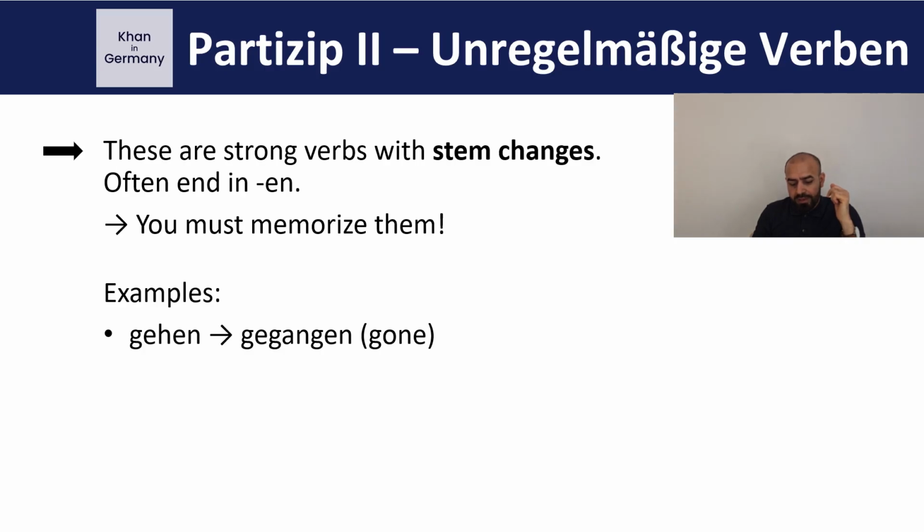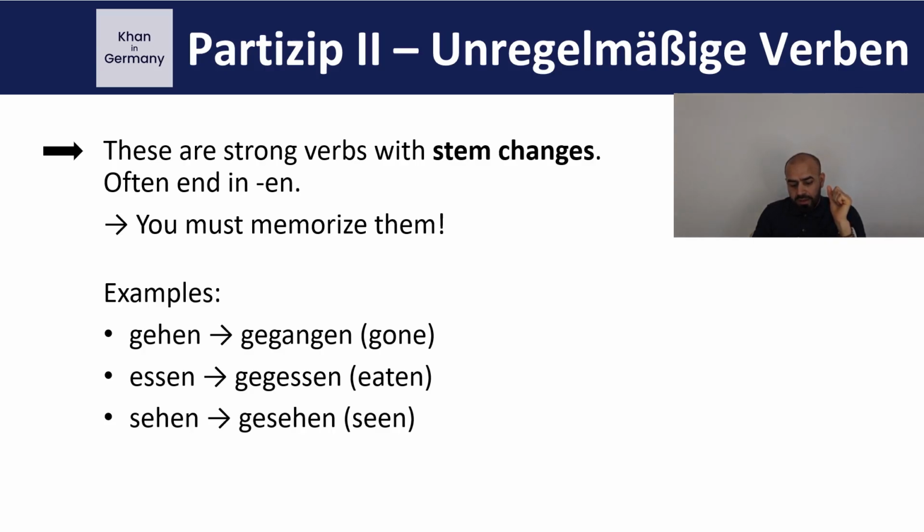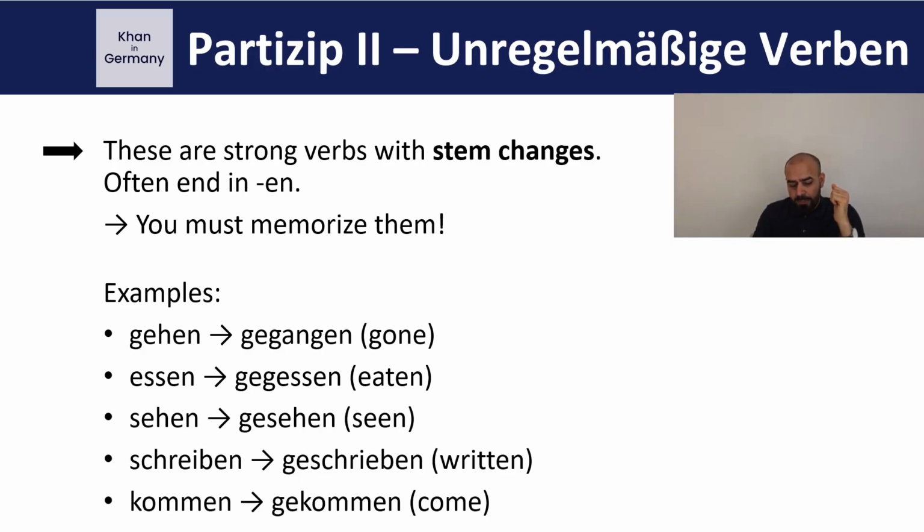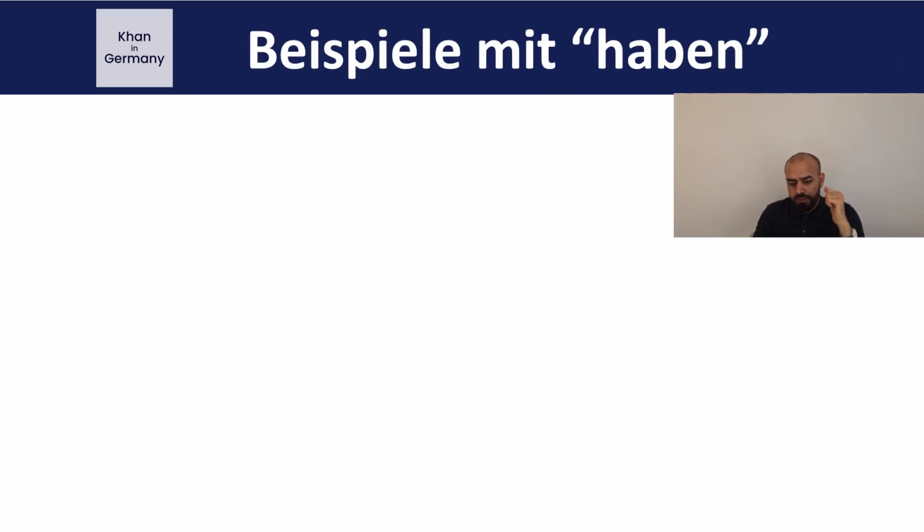So you see gehen, geh is the stem of this verb, G-E-H, and that is changed. Then you have essen, gegessen. Another one is sehen, gesehen. Schreiben, geschrieben. Kommen, gekommen. Again, the verb stem stays the same, but you have to watch out. At the end, it's en, so it is still irregular by nature. And also in Präteritum, kommen, kam, it has changed.